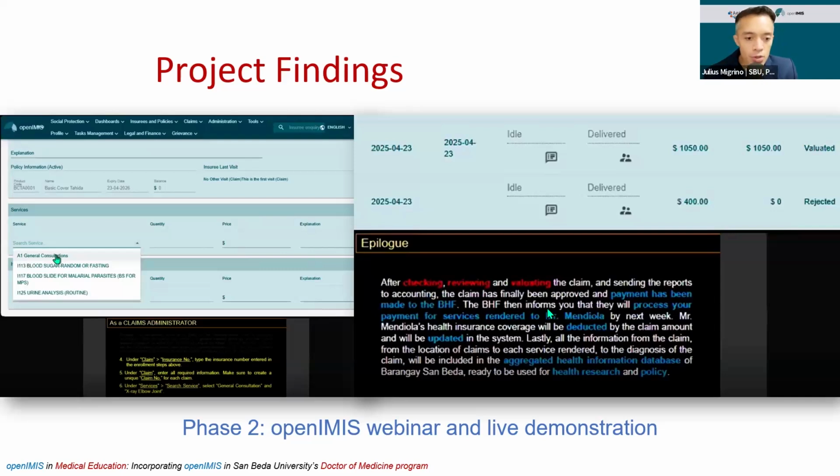As claims reviewers, the students were then tasked to process the health service claims of Mr. Mendiola. This involved claims review, valuation, and approval of services and items, and then feedback delivery. Now, I would have to admit there were some limitations that we encountered there. Some of the functions, particularly feedback delivery, had some errors that we encountered in the demo server.